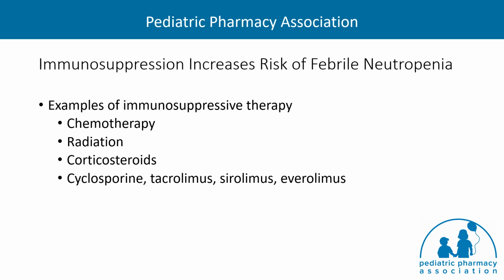Immunosuppression is known to increase the risk of febrile neutropenia. Oncology patients can be immunosuppressed by using chemotherapy to treat their malignancy, radiation, the use of corticosteroids, and the use of other agents such as cyclosporin, tacrolimus, sirolimus, or everolimus.